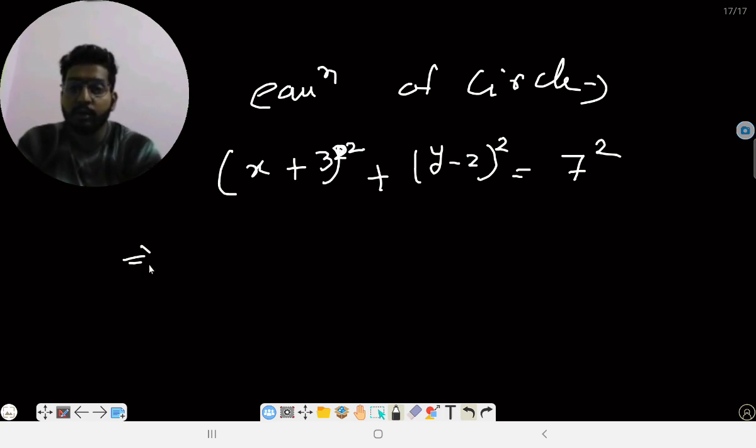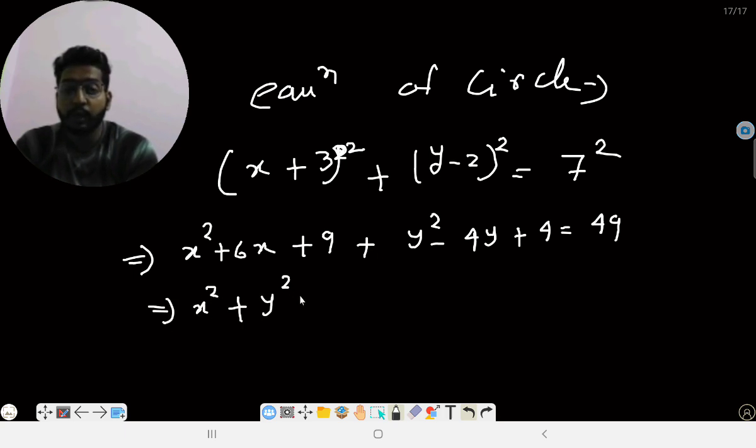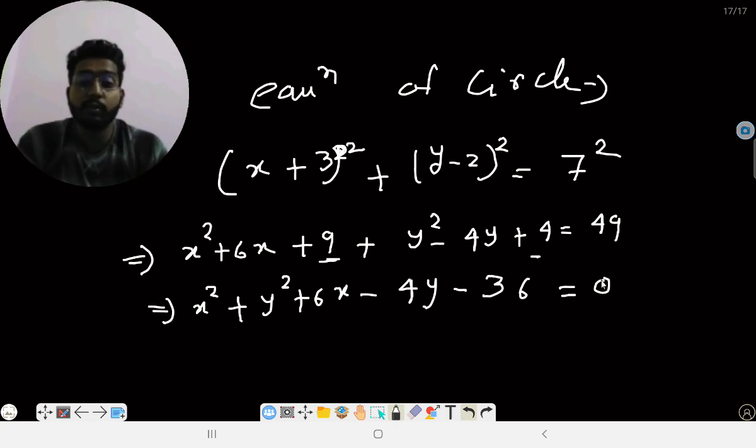Look, I'm just solving this one. That will be x² + 6x + 9, like this you have to expand. y² - 4y + 4, and that will be 49. That means it will be x² + y² + 6x - 4y, and 9 plus 4 is 13. 13 minus 49 is minus 36, equals 0. So that will be the answer.